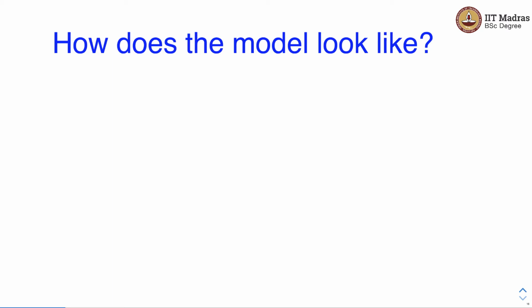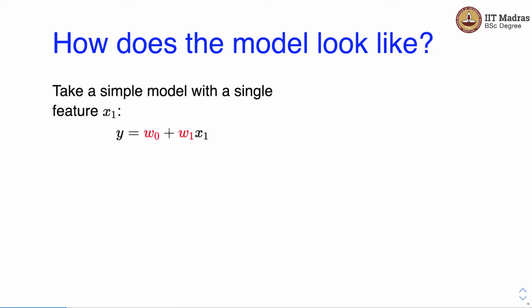You may be wondering, what does this model correspond to, or how does this model look like? For that, we take a simple model with a single feature x1. Whenever we take a single feature, it becomes easier for us to visualize that model. So our model becomes y is equal to w0 plus w1 x1. It has a single feature x1, and it has two model weights, that is w0 and w1. So the equation of the model is y is equal to w0 plus w1 x1.